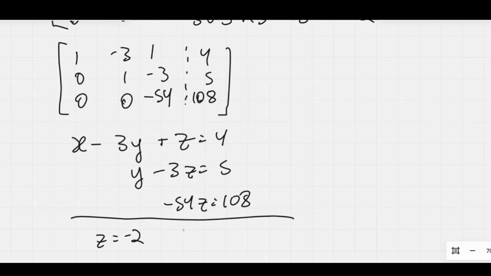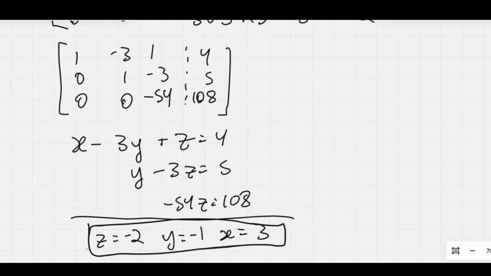We also have, plugging that negative 2 back into y minus 3z equals 5, we have y is equal to negative 1, because negative 2 times negative 3 is 6, and 5 minus 6 is negative 1. And then finally, we have x minus 3y plus z is equal to 4, plugging the negative 1 and the negative 2 into y and z respectively. That's negative 3 times negative 1, which is 3. Minus 2 is 1. Bringing the 1 onto the other side, we are left with x equals 3. And that is the solution to the system of equations.